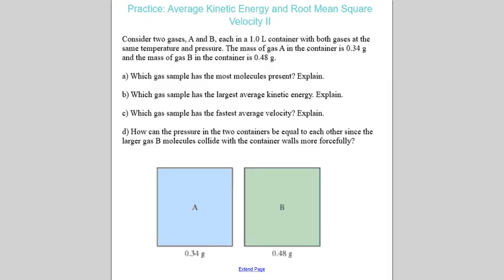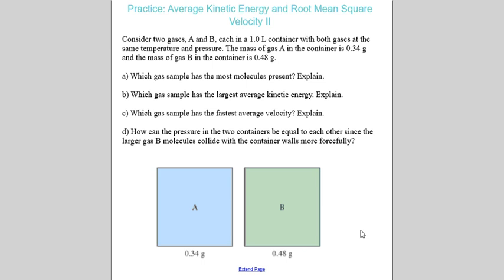Okay, practice number 2. So consider 2 gases, A and B. Gas A, gas B. Each is in a 1 liter container with both gases at the same temperature and pressure. So everything is identical between these. It's just that they have different masses. The mass here is only 0.34. The mass here is 0.48 grams.